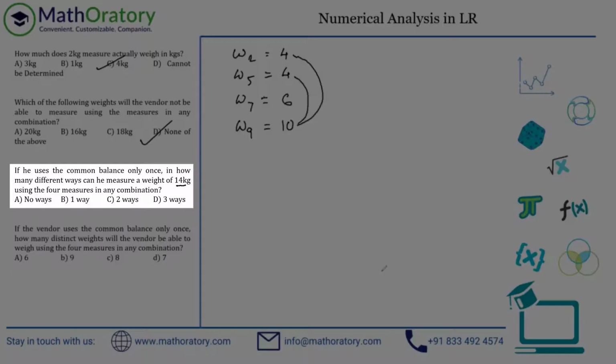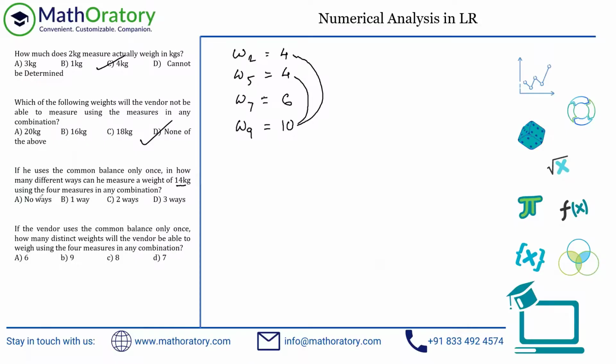So let me just read this once more. If he uses a common balance only once, okay, that is fine. In how many different ways can he measure a weight of 14 kilo using the four measures? So the question is saying, see, there is another combination, by the way. I can do a 6 plus 4 plus 4 as well, but just ponder on these two first. So putting W9 and W5 together to measure 14 kilo should be different from putting W9 and W2, right?